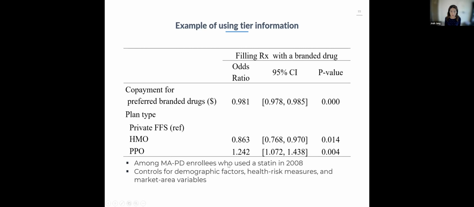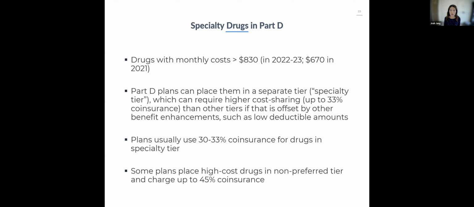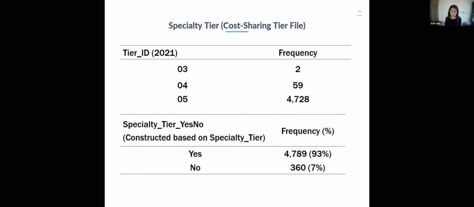in 2008, and then we controlled for all other variables. So this is one application you can do using the tier or cost sharing file, right? Okay, so another thing that I want to point out here in the cost sharing tier file, depending on your interest, you may want to use this information. There is a variable called a specialty tier. This is a tier file, right?